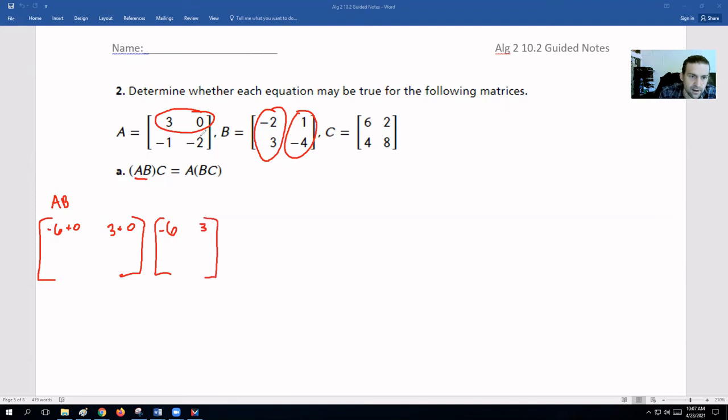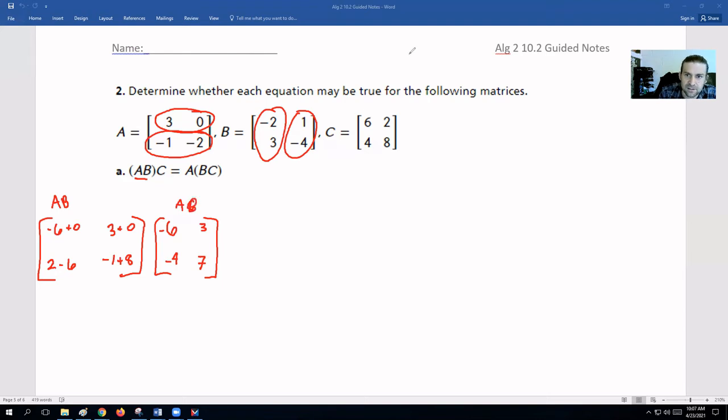Next, negative 1 times negative 2 is positive 2. Negative 2 times 3 is negative 6. 2 minus 6 is negative 4. And then we have negative 1 times 1 is negative 1. Negative 2 times negative 4 is 8, and that would be 7. Negative 1 plus 8, yeah, it would be 7. Okay, so this is AB.